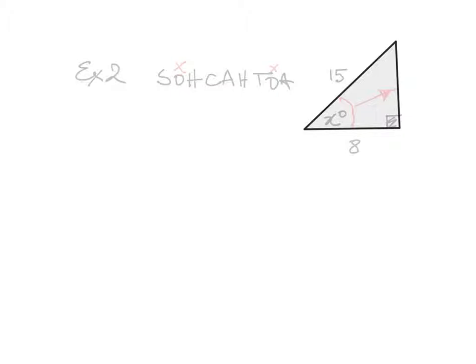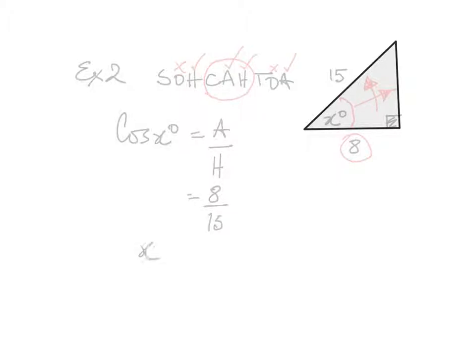This is the hypotenuse, this side opposite the 90-degree angle. So I'm going to tick the hypotenuse. And the last side, the 8, is the adjacent side. So it's quite clear that we're going to use the formula for cos. Cos of x degrees equals A over H. The adjacent side is 8. Hypotenuse is 15.